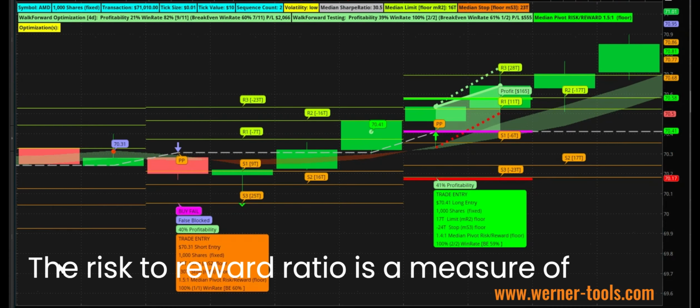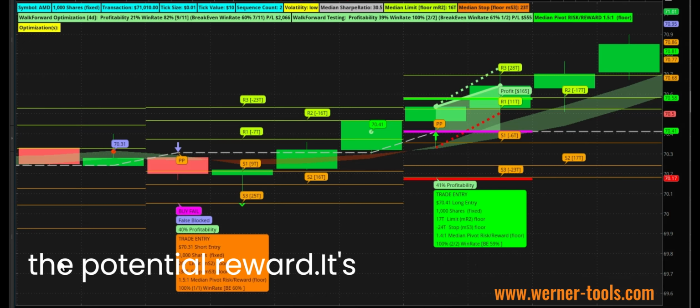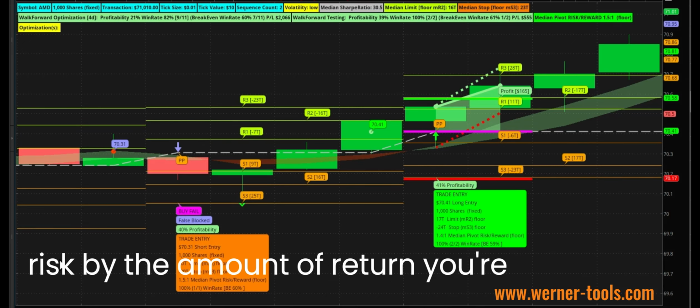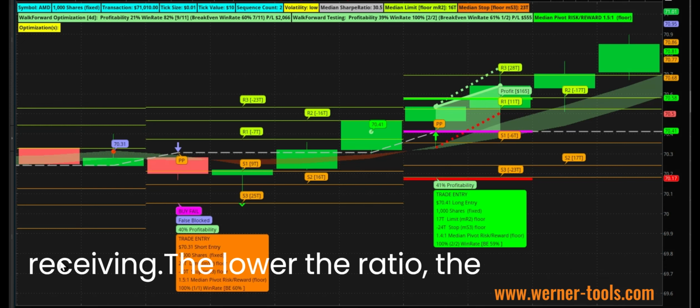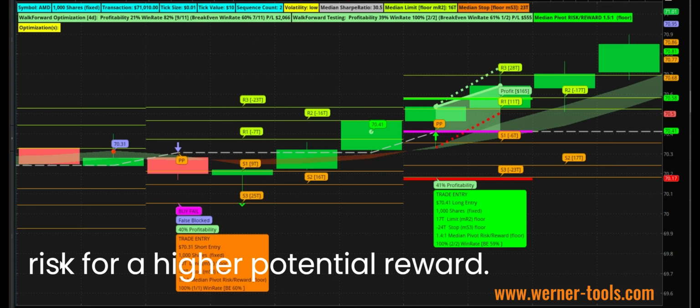The risk-to-reward ratio is a measure of how much risk you're taking compared to the potential reward. It's calculated by dividing your expected risk by the amount of return you're receiving. The lower the ratio, the better, as this means you're taking less risk for a higher potential reward.